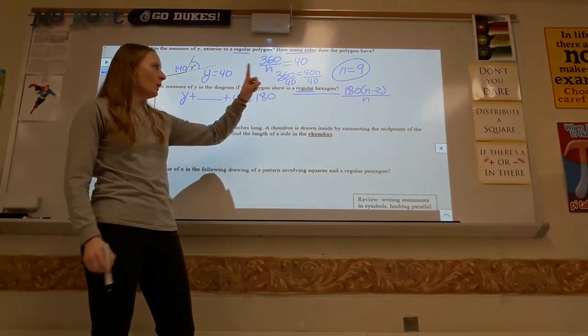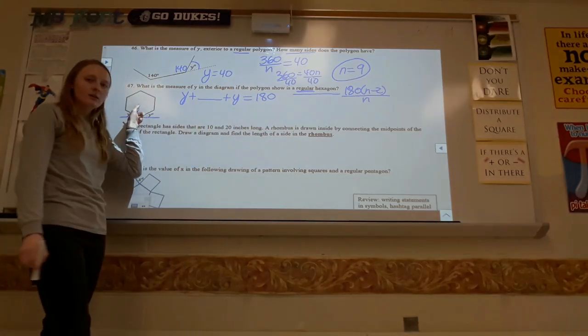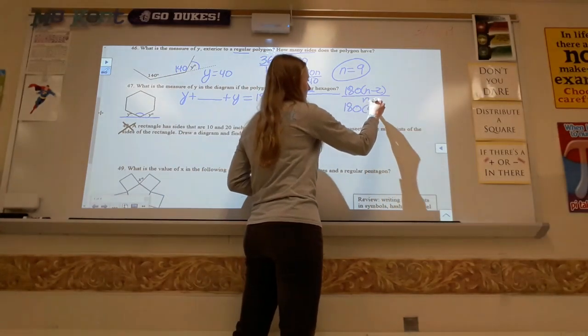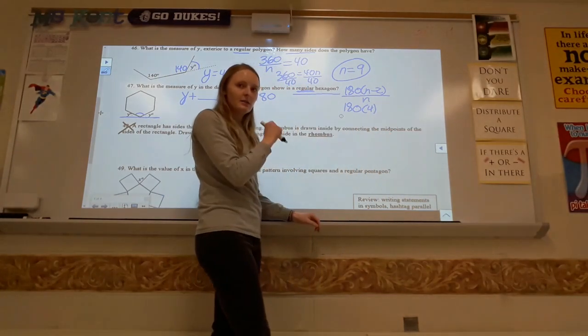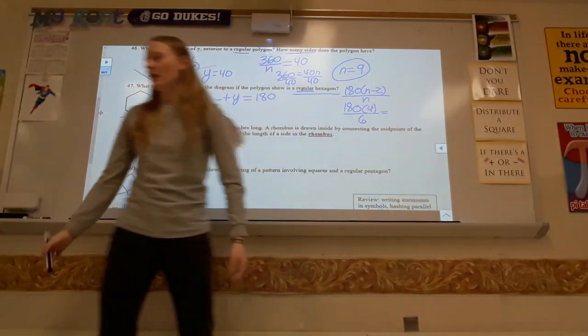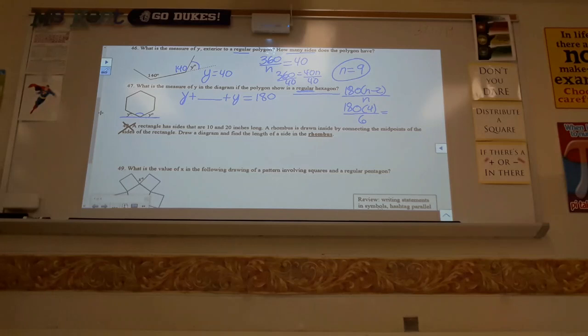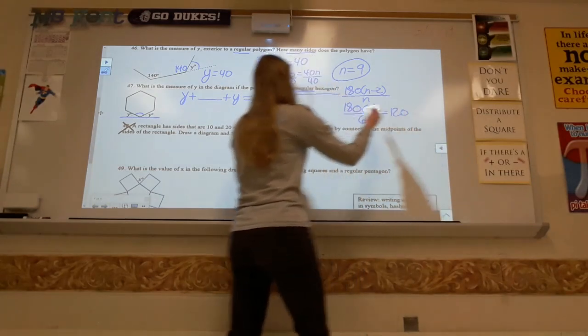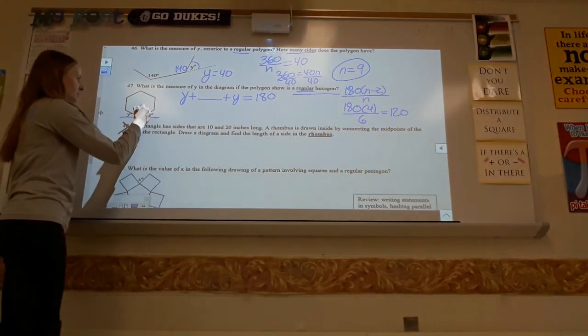So if I'm trying to find one interior angle, this guy right here, I'm going to use that formula. So it's 180 times 4, because a hexagon has 6 sides. 6 minus 2 is 4. And I'm going to divide that by 6. So inside of the hexagon, that is 120. So this angle is 120.